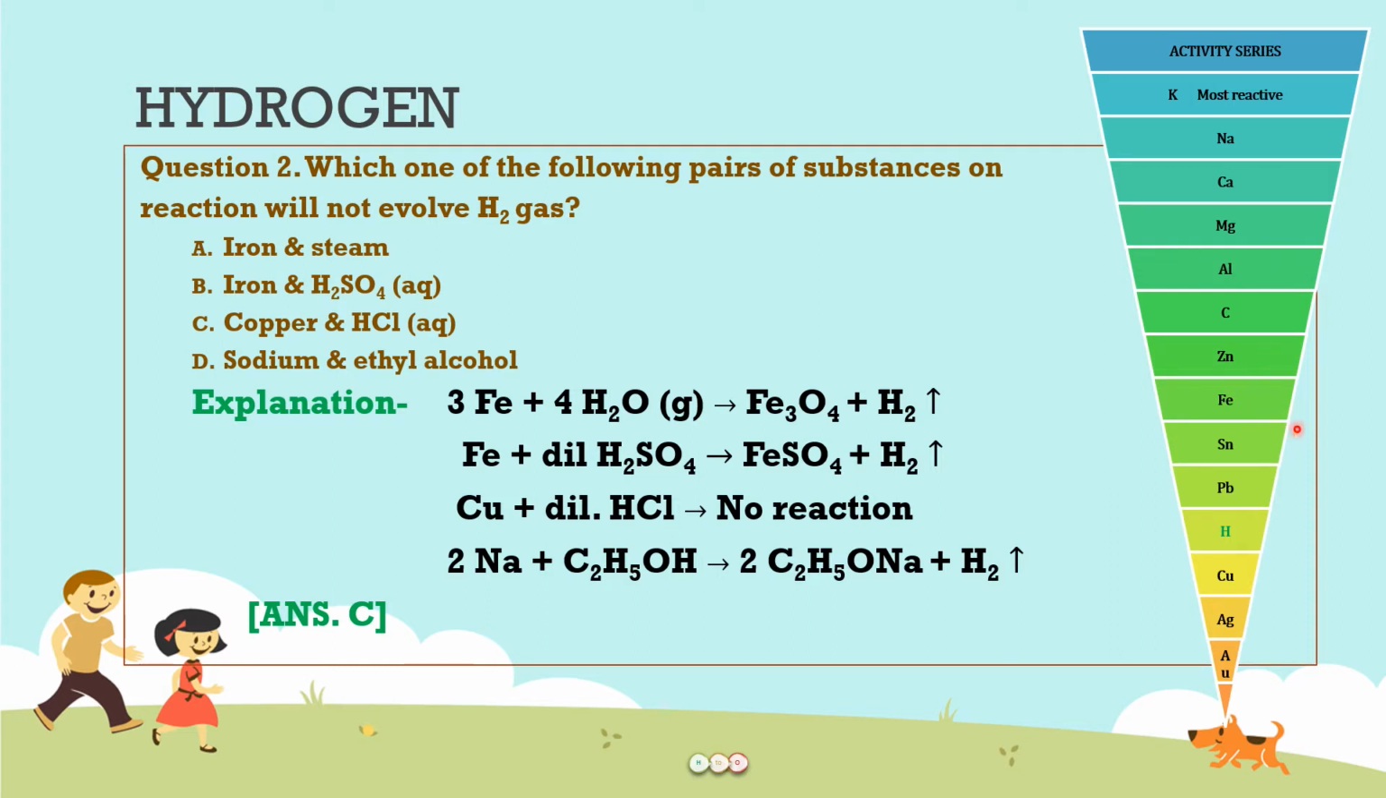And when we move on to the elements which are just above hydrogen in the activity series, like iron, tin and lead, these are the elements which react only with steam to evolve hydrogen, and the elements which are below will not evolve hydrogen when they react with water. And similar is the reaction that we will see with the dilute mineral acids also.